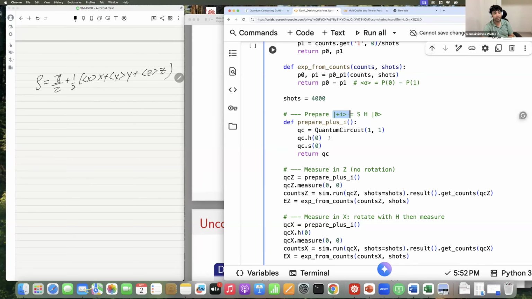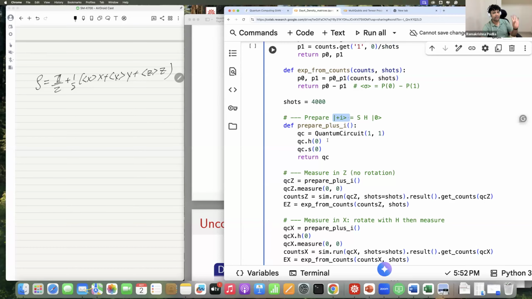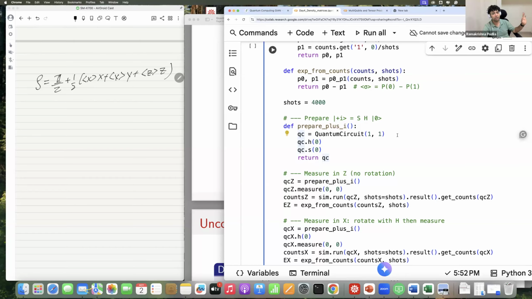I prepared the qubit in the plus state and I am measuring it. When I say I'm preparing it here in the code, I know because I'm still writing it as classical code. In real experiments, we don't know this, right?